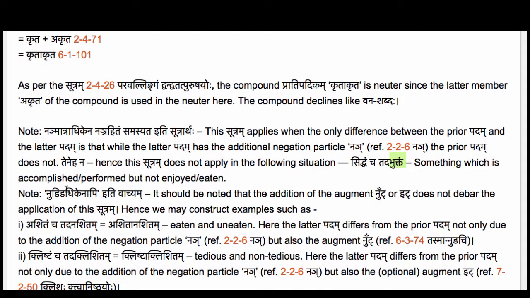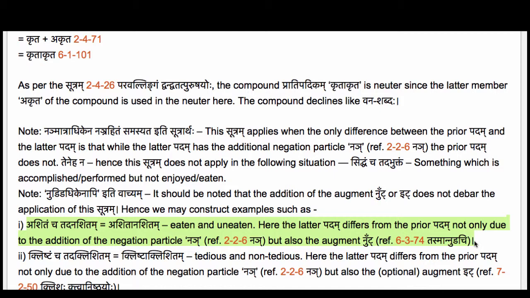Next note here says nudidadhikenapi iti vachyam. It should be noted that the addition of the augment nut or it does not debar the application of this sutra. Hence we may construct examples such as ashitam cha tada nashitam, ashitam cha tat anashitam equals ashita anashitam, eaten and uneaten is partially eaten. Here the latter padam differs from the prior padam not only due to the addition of the negation particle nyai, but also the augment nut.